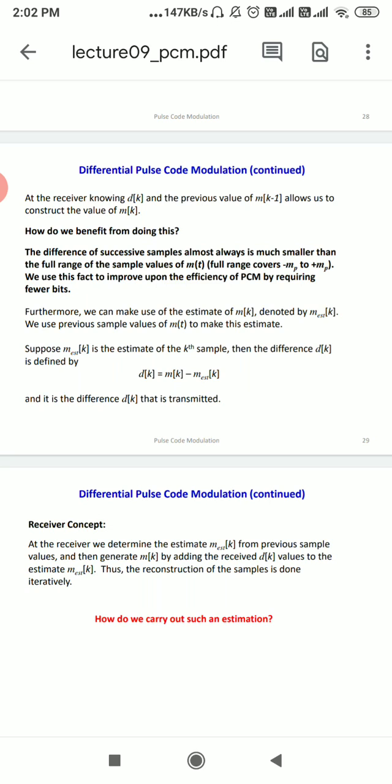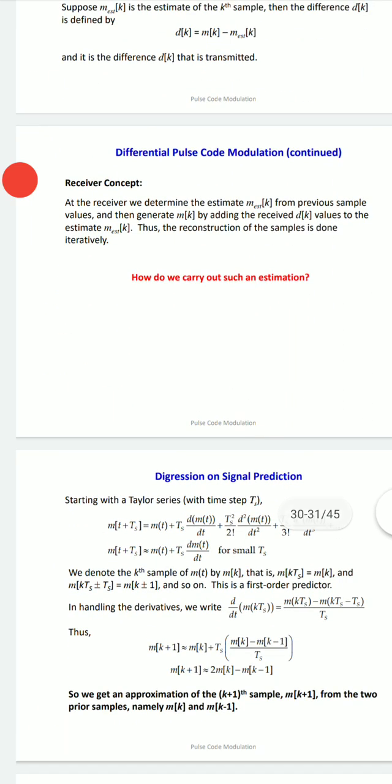Now we have covered the transmitter side. Now we will see the receiver side. What will happen? At the receiver side, we will get the channel, we will get the signal, and we will get the estimated signal M estimate k from the previous sample. Then we generate M of k by adding the received D of k value to the estimate. Thus we get the reconstruction of the sample.